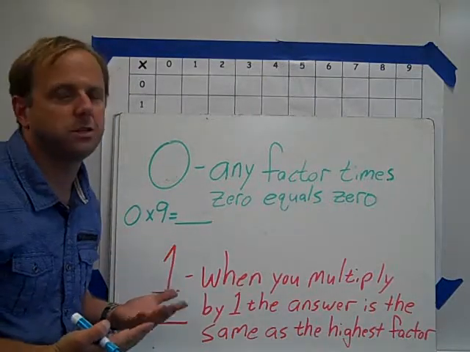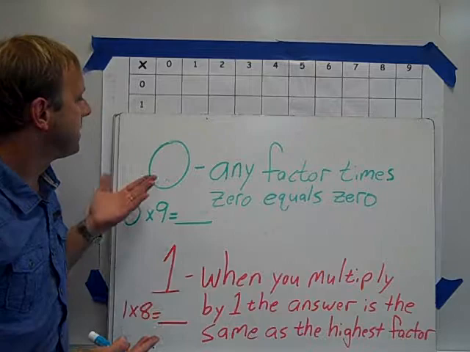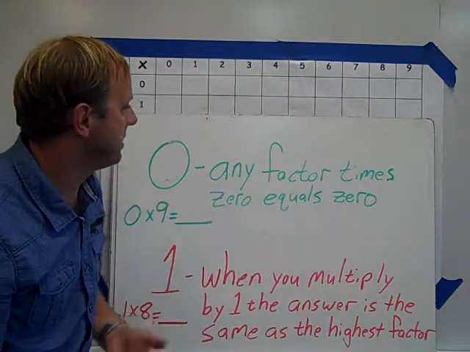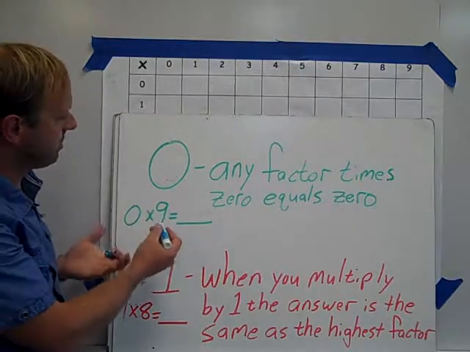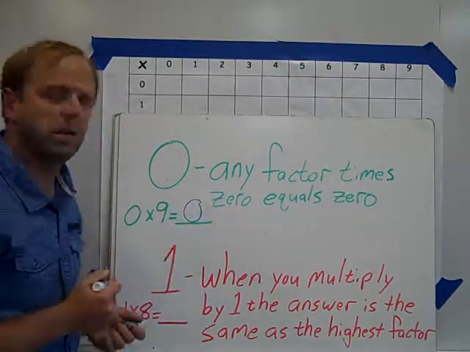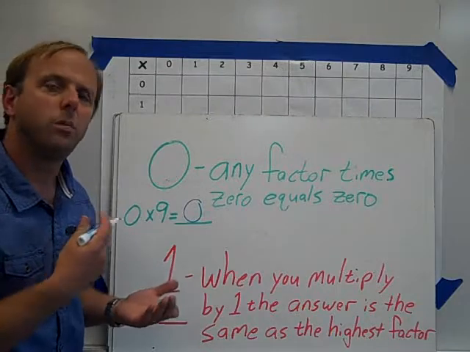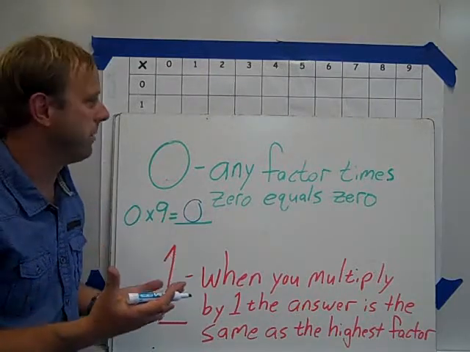Most students pick this one up very quickly because with 0, any factor times 0 equals 0. So for example, if I say 0 times 9, my answer is 0. No matter what I'm multiplying by, the answer is always 0.